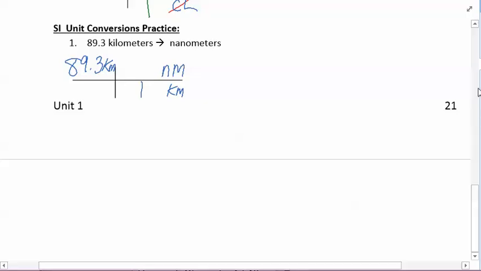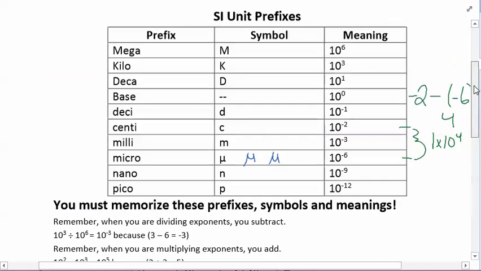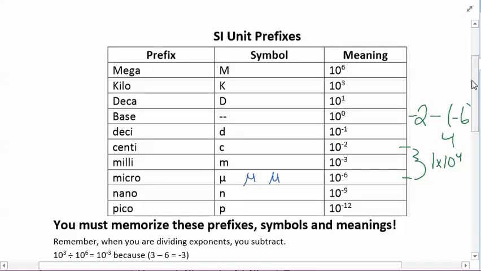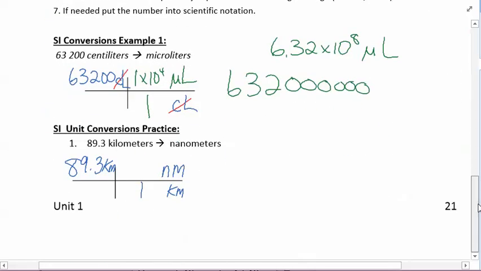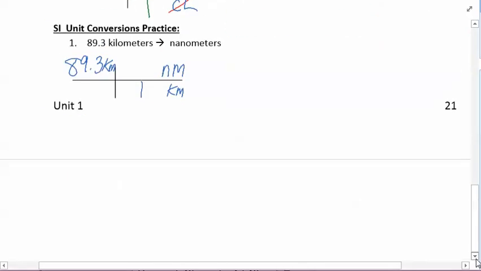And then what we're going to do is take a look at our chart. We're going to go in between kilometers and nanometers. So for this, we're going to take the exponents. We're going to take 3 minus a negative 9, which will give us 12. So the difference here is 1 times 10 to the 12th. So that will go with nanometers here, 1 times 10 to the 12th. And then we can plug this into our calculator and solve.